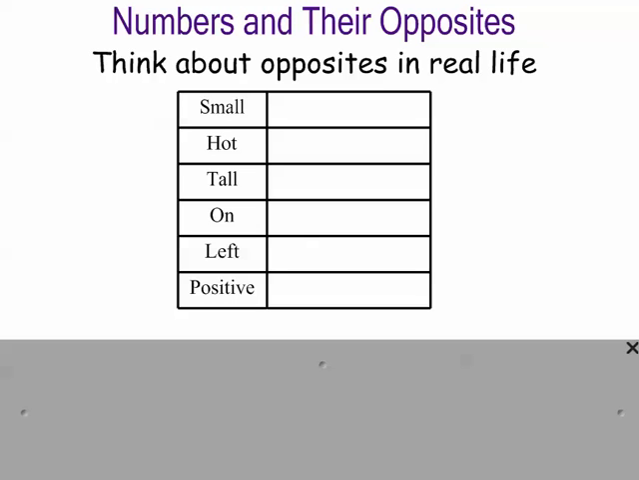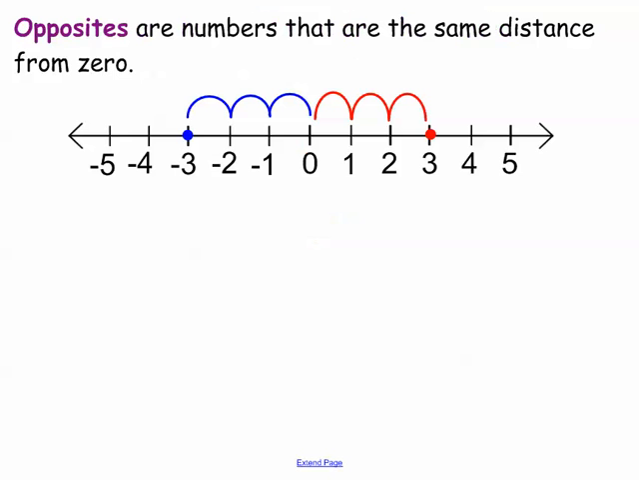So if I were to tell you small, the opposite of small would be big. Hot, you would think cold. Tall, you would say short. On, I hear you yelling, off. Left would be right, and positive would be negative. So that's just real world: small, big, hot, cold, things like that. So we're going to talk about numbers and their opposites.